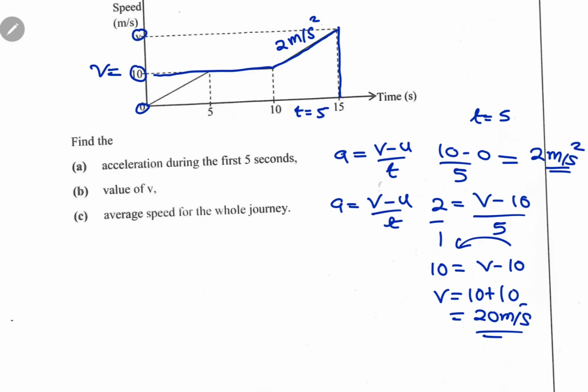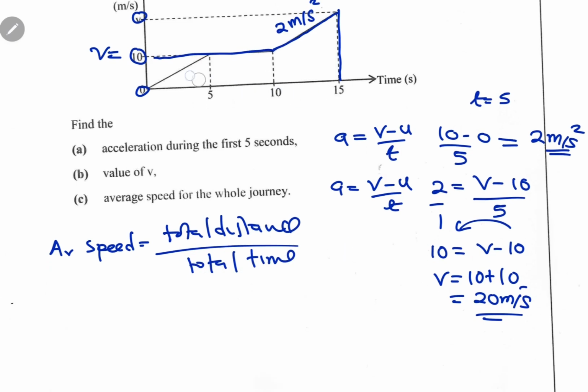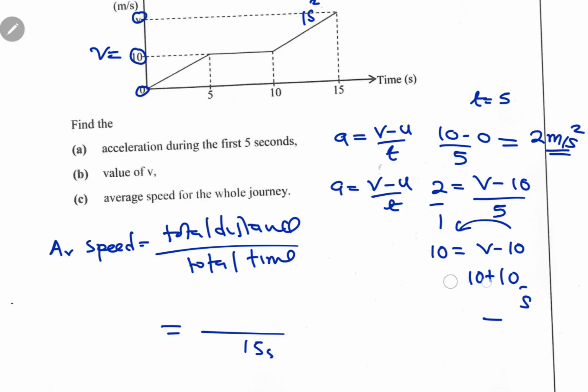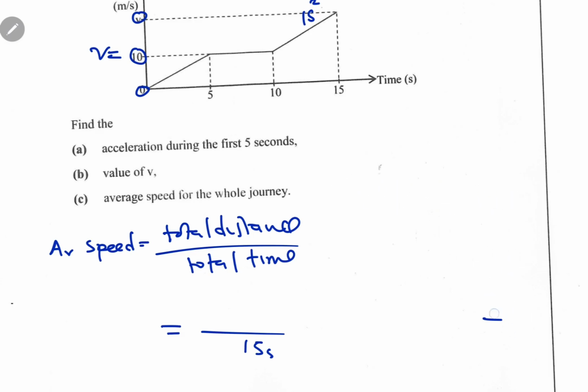Average speed for the whole journey. So for the average speed, we look at total distance divided by total time. The total time we have already, it is 15. We can write it in advance: 15 seconds. But what about the total distance? We are going to calculate the area for the whole shape.